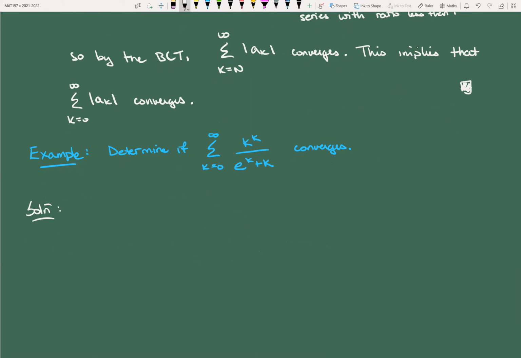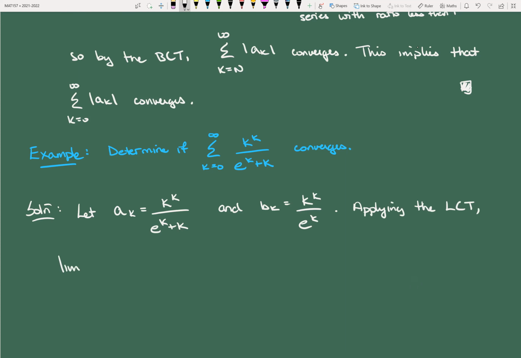So that's our goal. When I look at this, that's what I'm thinking. Okay, so let a_k equal k to the k over e to the k plus k, and b_k is just going to be k to the k over e to the k. I'm going to limit comparison these to show that the series in a converges if and only if the series in b converges. So applying the LCT, we're going to take a limit of a_k over b_k, and we'll see very quickly things work out nicely.